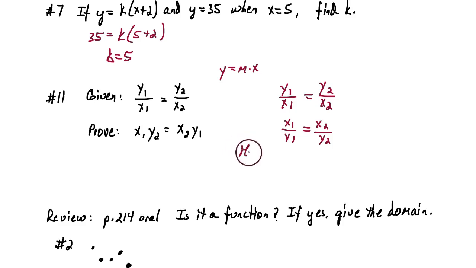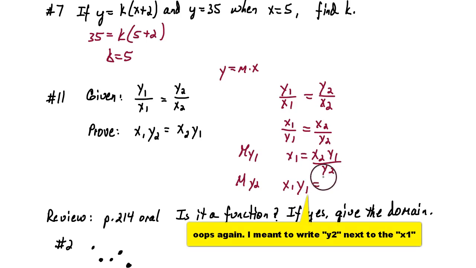Next, let's multiply the y1 to move it to the other side. Next, let's multiply the y2 to move it to the left side. Notice that we have created what we are asked to prove, and every step was a legitimate algebra step.